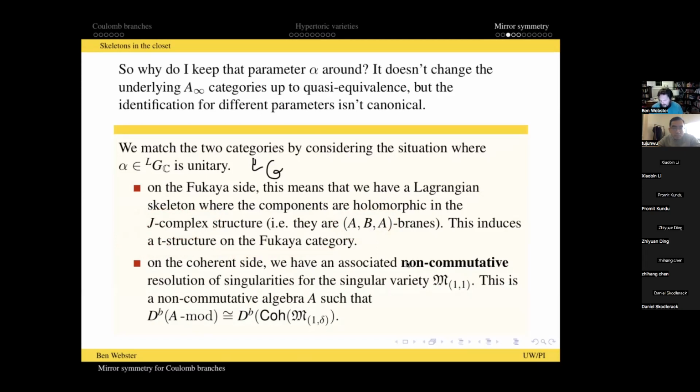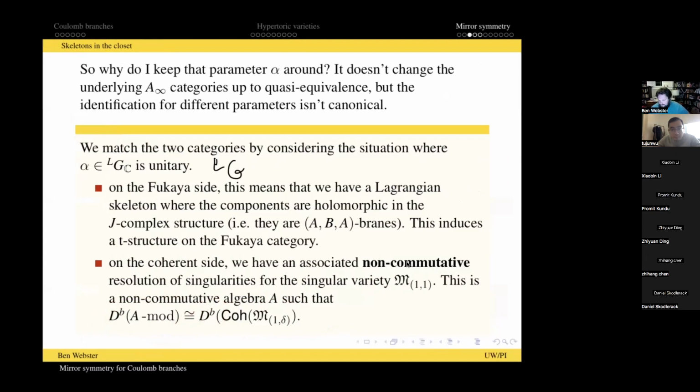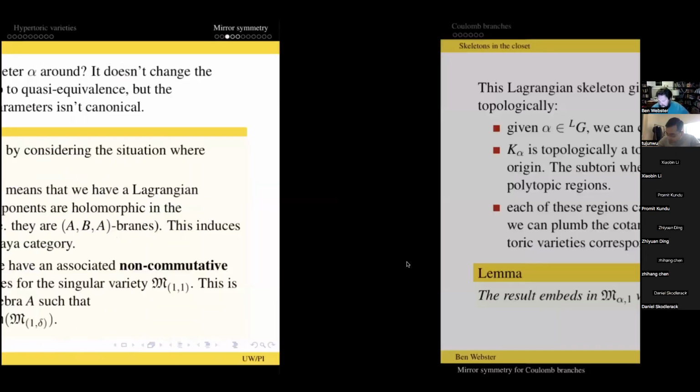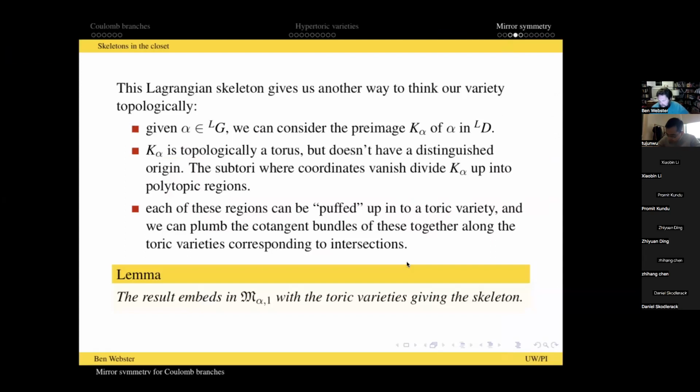On the coherent side, we have our non-commutative resolution of singularities coming from this tilting bundle. And so we get a non-commutative algebra A, which is equivalent to the derived category of coherent sheaves, of course. And this is what I was saying about taking the arrangement down on the torus and turning it into these toric varieties. That's literally exactly the skeleton you want, that union of toric varieties puffed up from the chambers.